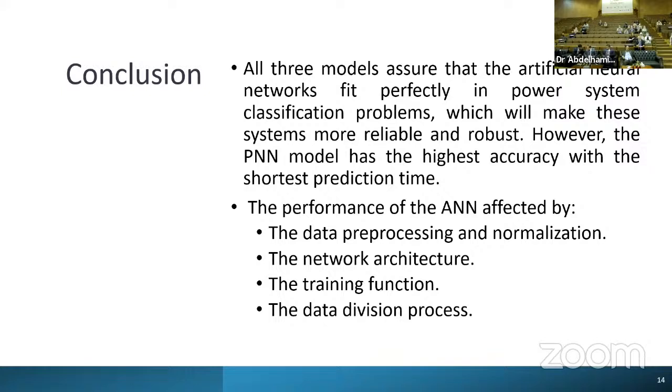Also, we found that the performance of the artificial neural network is affected by the data preprocessing and normalization, the network architecture, the training function, and the data division process.